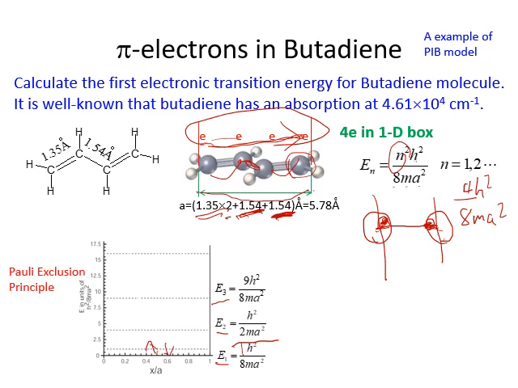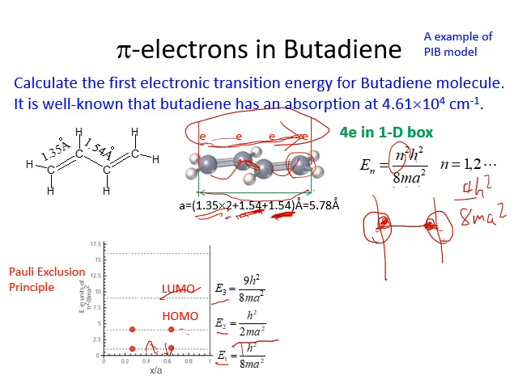This is due to the Pauli exclusion principle. Each orbital can only hold a maximum of 2. So 2 go here, and the other 2 go to the second energy level. The second energy level here is called the highest occupied molecular orbital, and the one above it is called the lowest unoccupied molecular orbital.